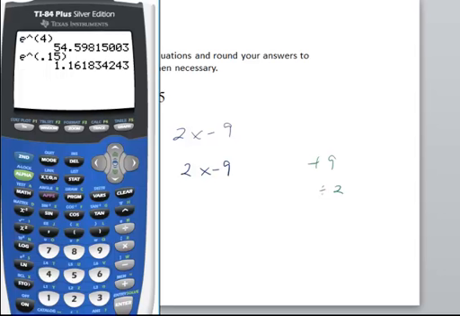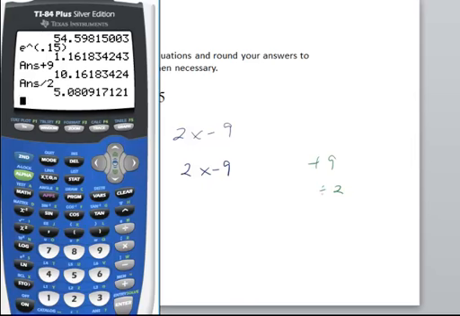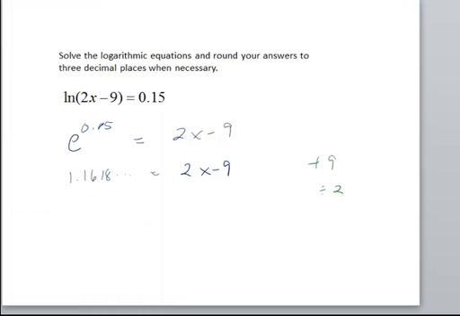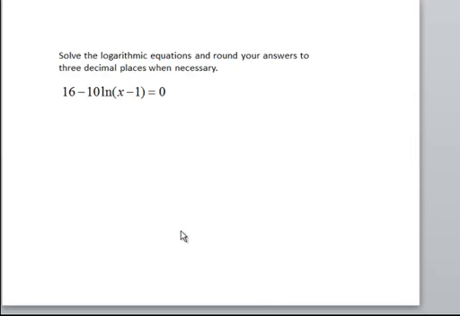Notice that my previous answer, e to the 0.15, is still on my calculator, so I will hit plus 9 equals, and then divide by 2. I have 5.0809. Rounding back to 3 decimal places, I will use x equals 5.081 for my answer. Okay, almost done. 2 more to go.